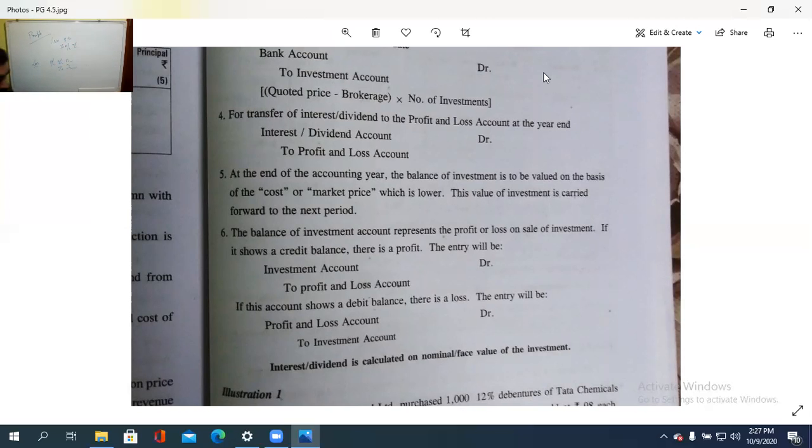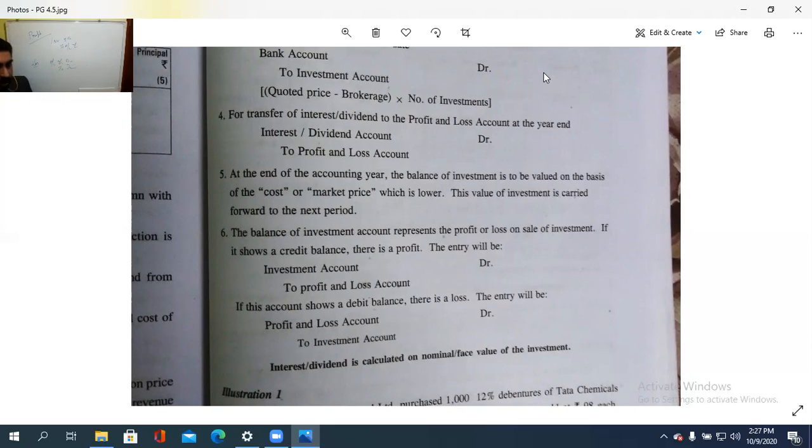അപ്പം ഓർക്കുക, ഇൻവെസ്റ്റ്മെന്റ് പർച്ചേസ് ചെയ്യുമ്പോൾ എങ്ങനെയാ കാൽക്കുലേഷൻ? പർച്ചേസ് പ്രൈസ് പ്ലസ് ബ്രോക്കറേജ് പ്ലസ് സ്റ്റാമ്പ് ഡ്യൂട്ടി, അത് പർച്ചേസ് പ്രൈസിന്റെ കൂടെ തന്നെ കാണും. ദാറ്റ് ഈസ് ടു ബി മൾട്ടിപ്ലൈഡ് വിത്ത് ദ നമ്പർ ഓഫ് ഇൻവെസ്റ്റ്മെന്റ്, so that the entry is investment account debtor to bank.